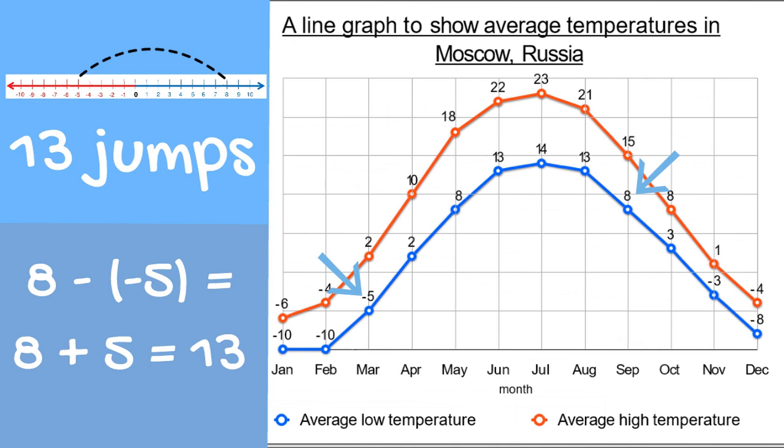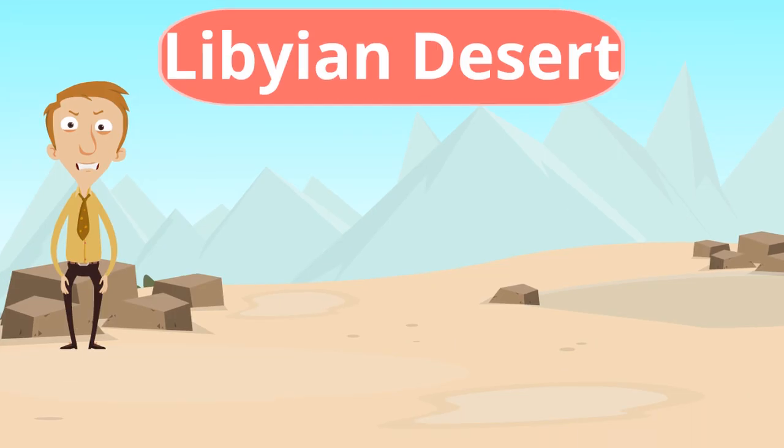So as you can see, Moscow is a pretty wild place for weather. It can be really nice and warm in the summertime and extremely cold in the wintertime. But there's even more extreme places around the world. The hottest temperature ever recorded was recorded in the Libyan desert. Write down what temperature you think it was. Pause the video and write it down.